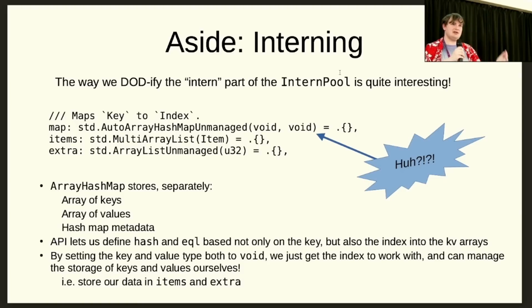And the API of array hash map lets us define custom functions for hashing and equality based on where we are in that array. But at that point, we don't need to use that array of keys and values. Once we have the index, we can deal with those ourselves, which is kind of what we do here. This isn't relevant to the type safety at all. It's just an interesting data-oriented thing we do. I'm not going to go into more depth on it now because it's not too important, but it is interesting.